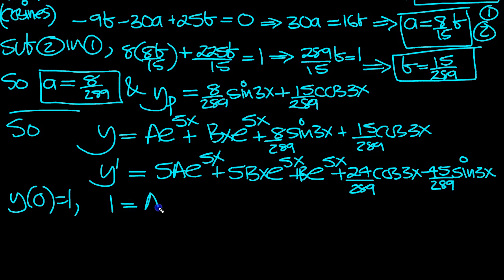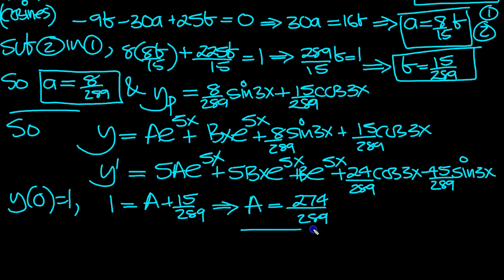That's going to be A e to the 0, which is A. X is 0, so that term is 0. Sine naught is 0. Cos naught is 1, 15 over 289. So that tells us then that capital A is equal to 1, which is 289 over 289, take 15, 274 over 289. That's capital A then, which is good.